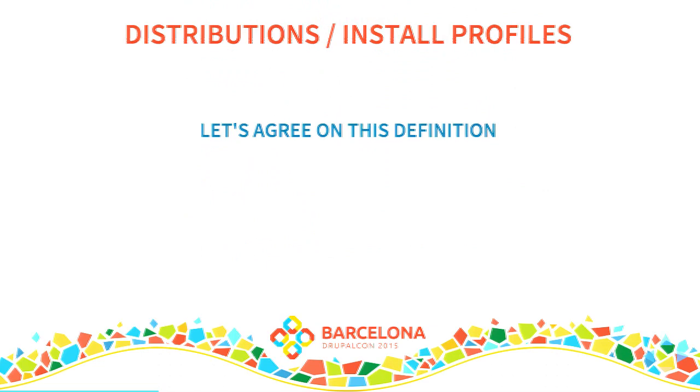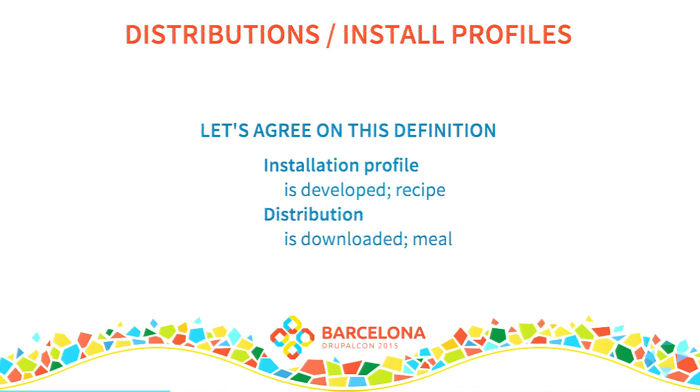So I have a proposal for you. Let's agree on this. An installation profile is something you develop because you add modules and the configuration that you add, and a distribution is something you actually download, because you would never download an installation profile by itself. So I think in this way it's quite nice to talk about it. The installation profile is kind of the recipe when you cook something, and it has all the instructions and all the ingredients. And when you download it, or when you start to eat it, you have a fully cooked meal, so that's what your distribution is.